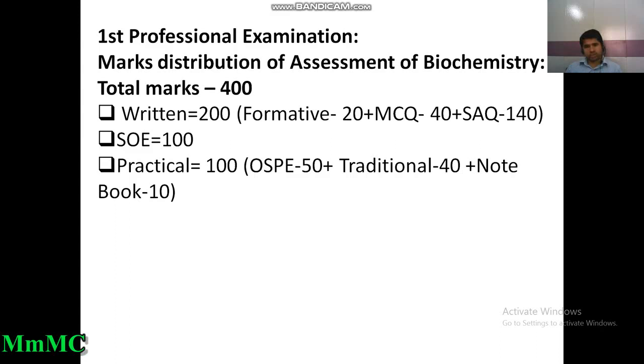Name the clinical importance of creatine phosphokinase, lactate dehydrogenase, alkaline phosphatase. And the related viva questions are, when these enzymes rise, in which condition or in which disease these enzymes rise in your blood or in patient's blood. Understand?